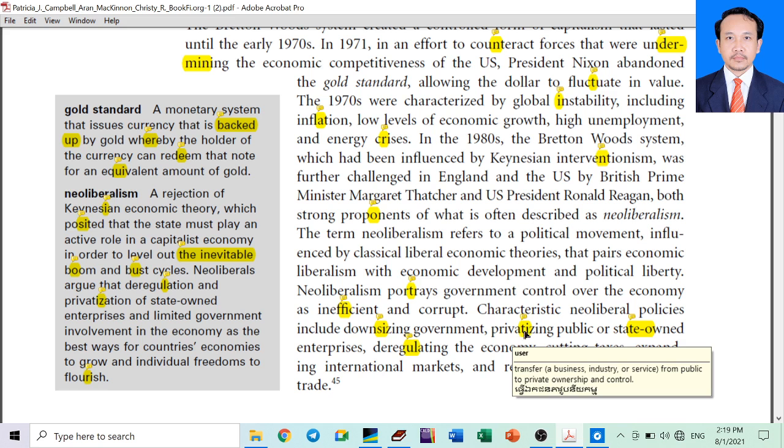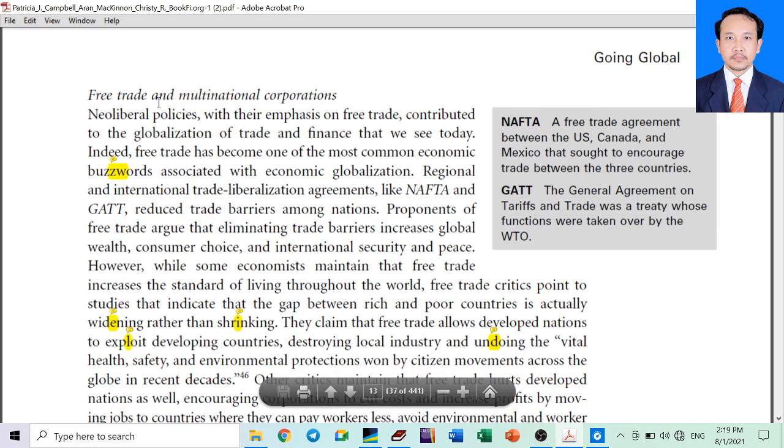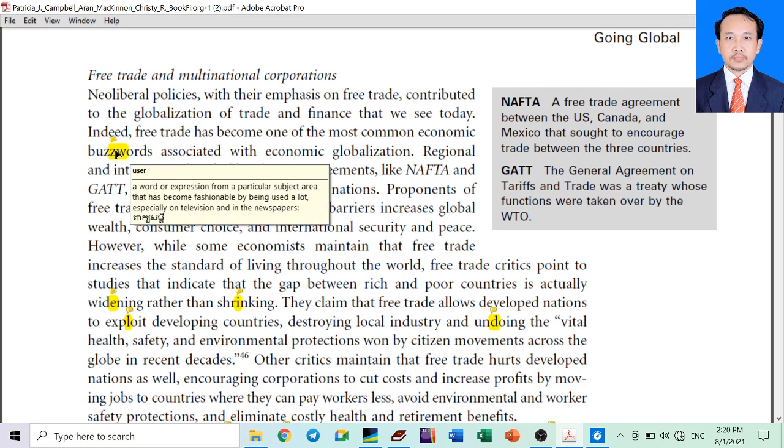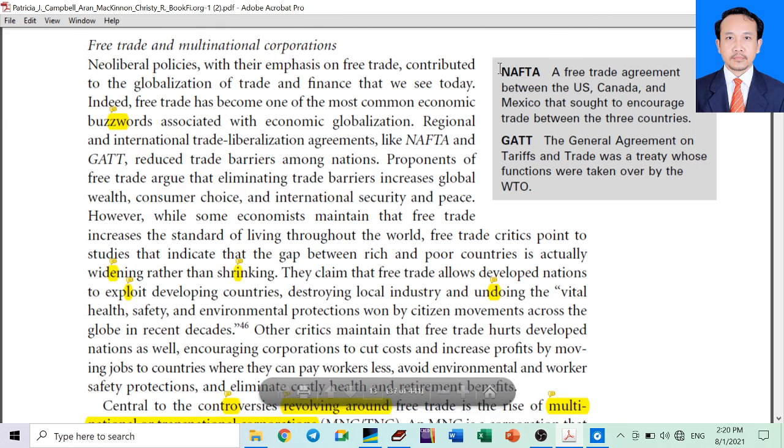There is always something about this in the old points, and also free trade and multinational corporations. One more, buzzword. What is a buzzword? It is a word or expression from a particular subject area that has become fashionable by being used a lot, especially on television and in the newspapers. Also remember NAFTA, a free trade agreement between the US, Canada, and Mexico that sought to encourage trade between the three countries. And GATT, the General Agreement on Tariffs and Trade, was a treaty whose functions were taken over by the WTO.